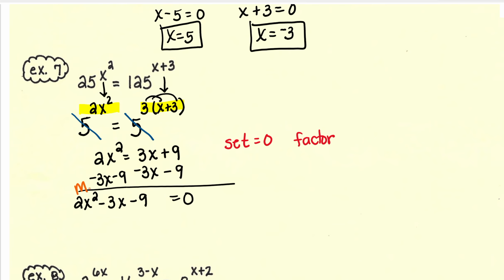Again, we need to multiply, add, multiply. The only thing that multiplies to get 2x squared is 2x and x. We need to multiply to get 9, but our loops, as you're going to see, still have to add, that middleman still has to add to get to be negative 3x. So the choices for 9 are 9 times 1 or 3 times 3. Let's try 3 times 3.